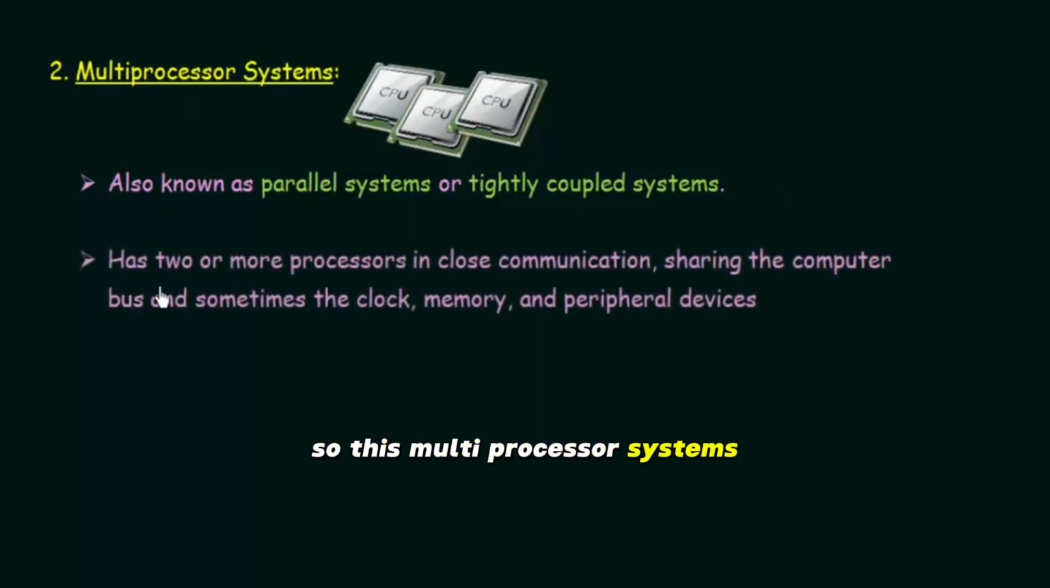These multiprocessor systems have two or more processors in close communication, sharing the computer bus, and sometimes the clock, memory, and peripheral devices. So unlike the single processor system, which had only a single processor, in this multiprocessor system, we have two or more processors which are closely communicating with each other, because they need to work together to perform certain tasks. And what are those tasks? They may be a single task or different tasks, depending on the kind of system that we have. So in order to work together, they need to have close communication and synchronization with each other.